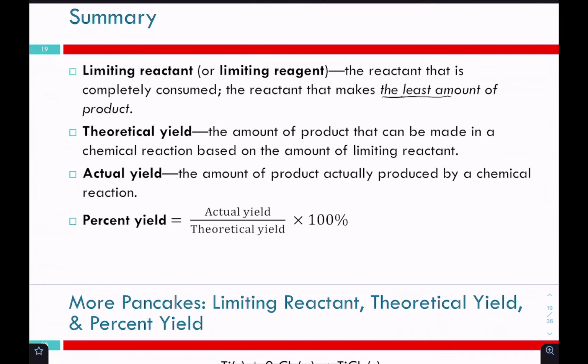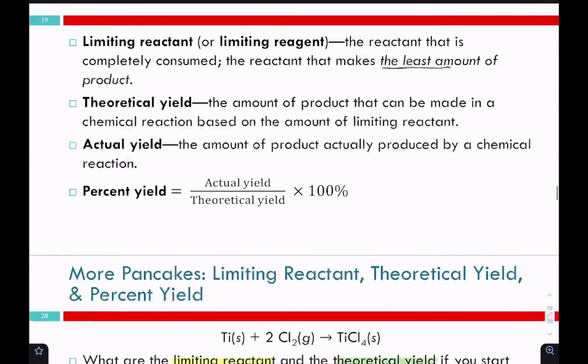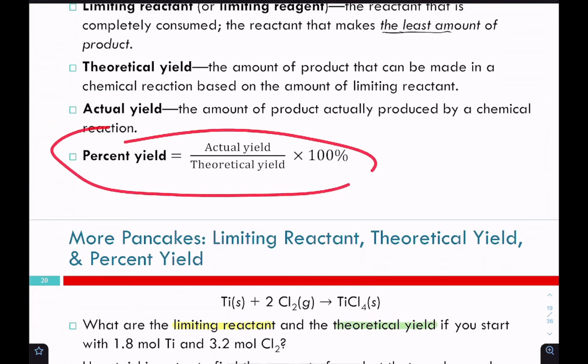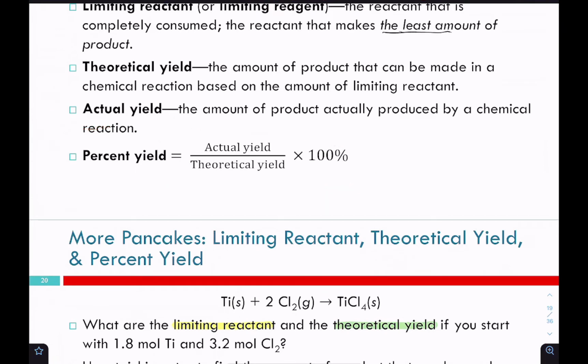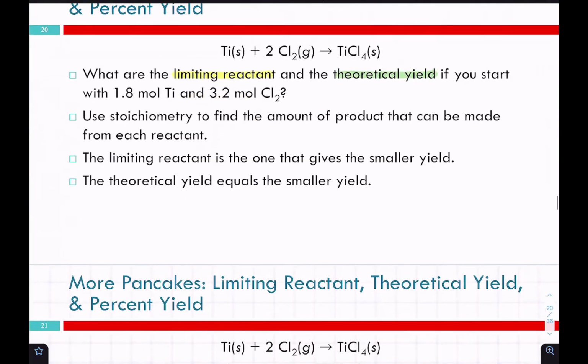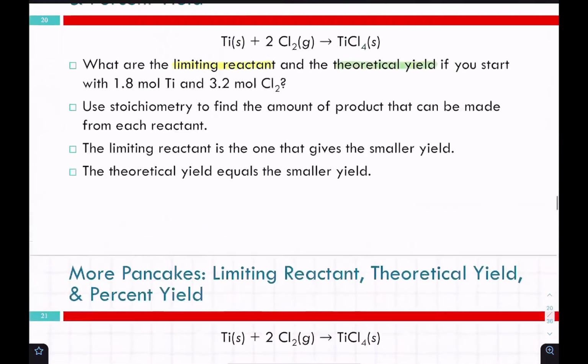So here's our summary. The limiting reactant, a reagent, makes the least amount. The theoretical yield then is the amount made by the limiting reactant. For the actual yield, you have to do the experiment, like the copper lab. You got an actual recovery of that copper, and then you can calculate a percent yield. I think we did this problem too.